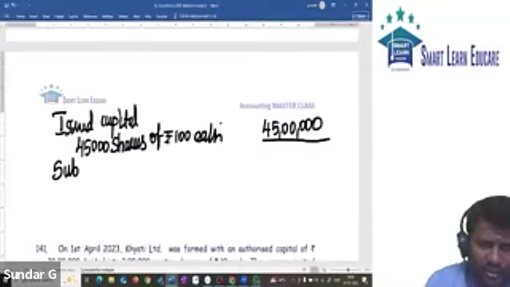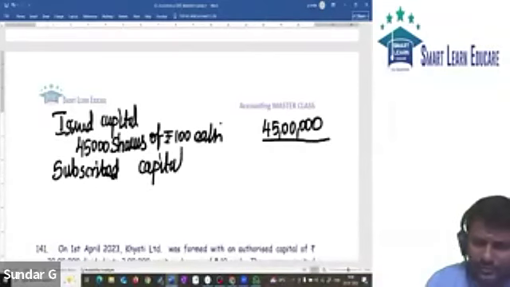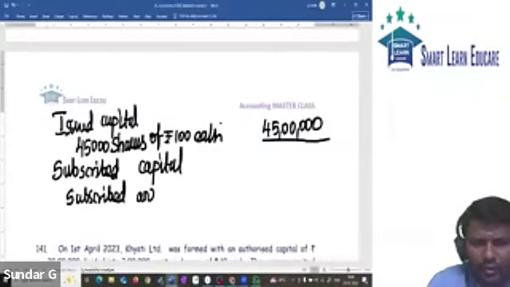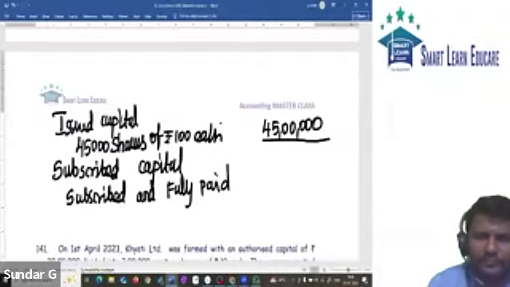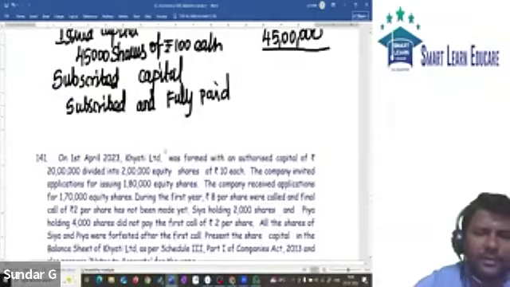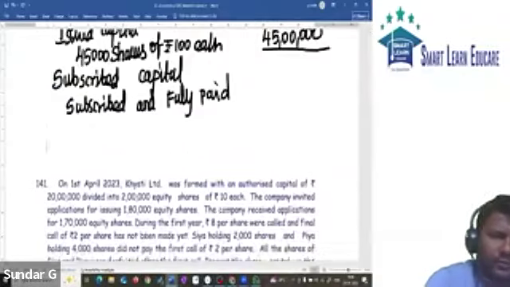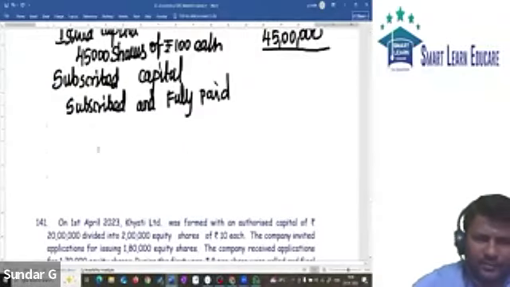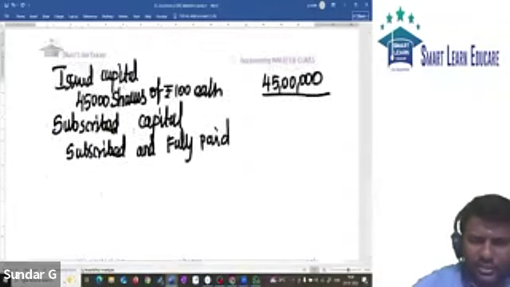This is very important. We already studied it in MCQs also. Subscribed capital. In this you should write one more clarification: subscribed and fully paid. What is subscribed and fully paid? How many shares are fully paid? Go to the summary.